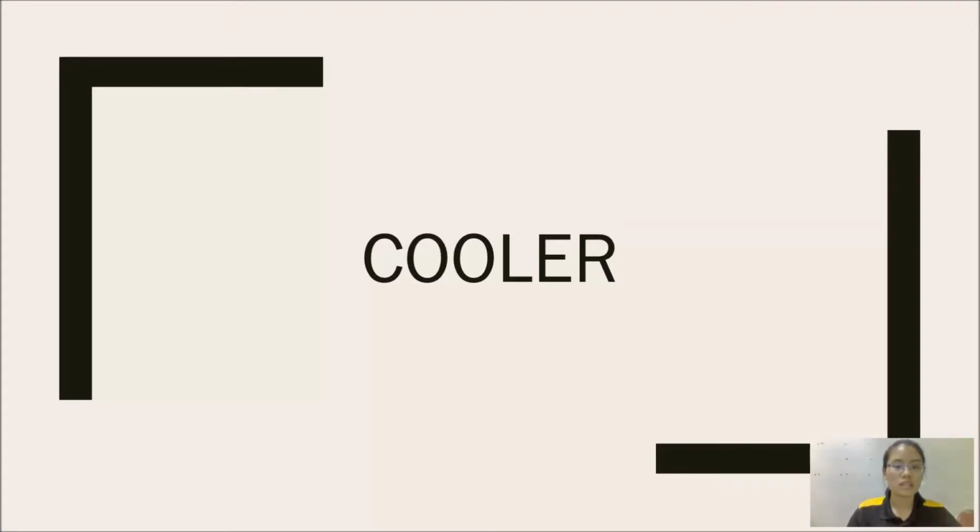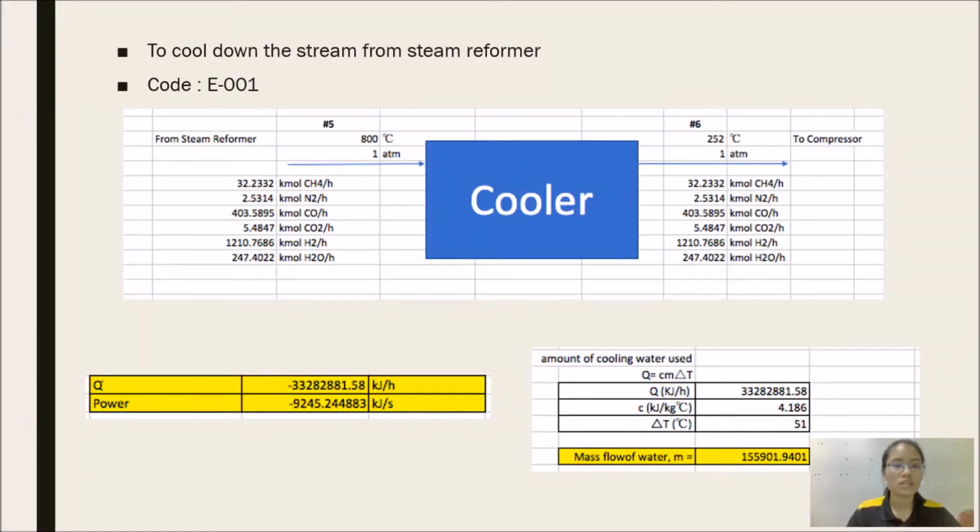So next unit. The cooler we use is to cool down the stream from the reformer, because the effluent from the steam reformer is at 800 degrees Celsius, and we have to input 252 degrees Celsius to the methanol converter. So we have to install a cooler to reduce the temperature, but at the same pressure: the inlet is 1 atm and the outlet is 1 atm.